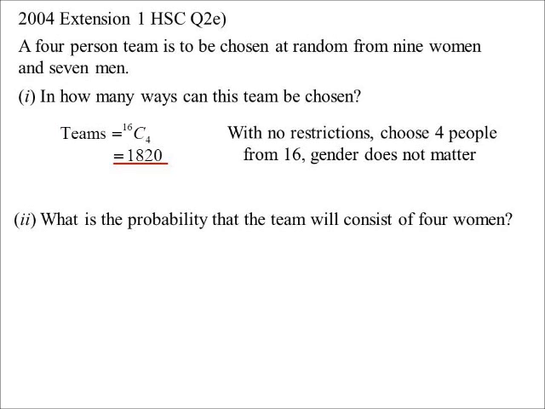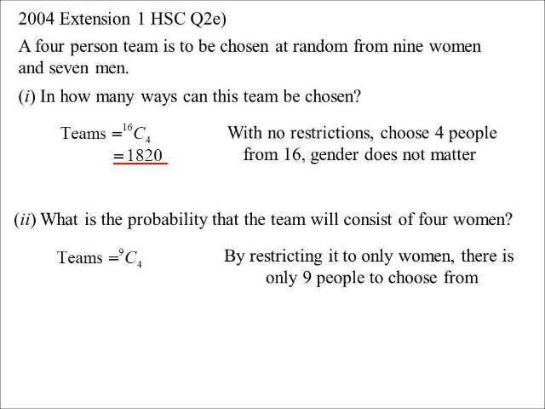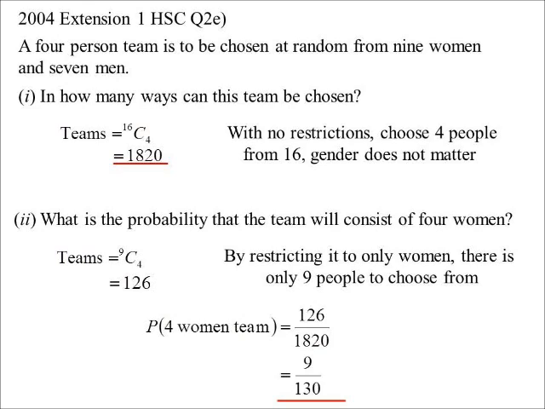Second part of the question, probability that the team will consist of 4 women. So in other words, the team is all women. So 9C4, because we're only selecting from the women now. So actually very similar to the committee question we just did. So there's our probability. 126 on 1820, which does simplify down to be 9 on 130.